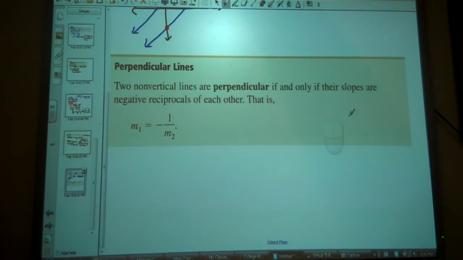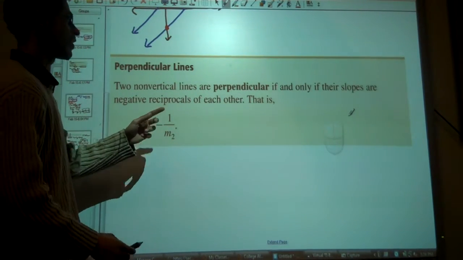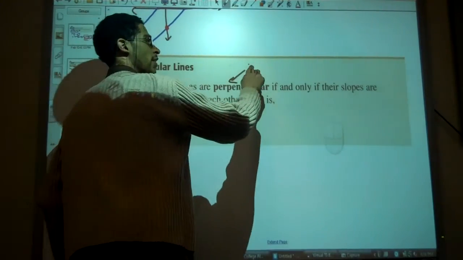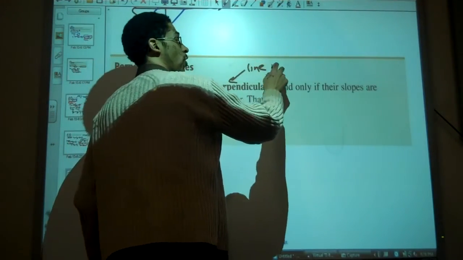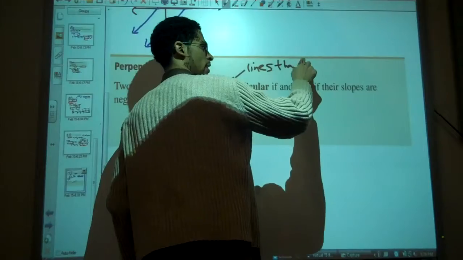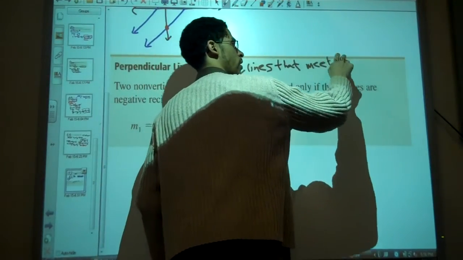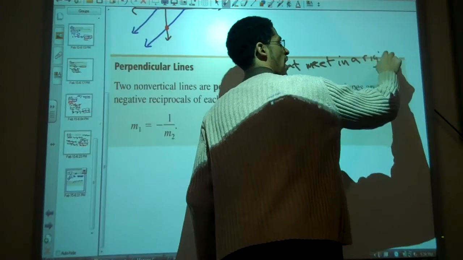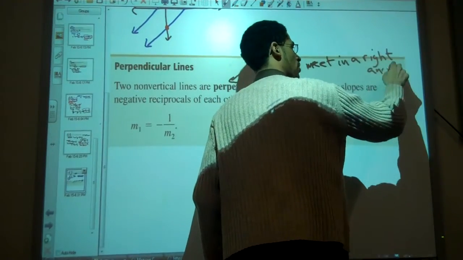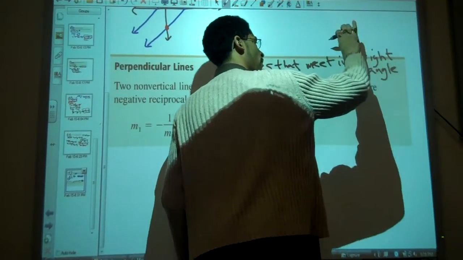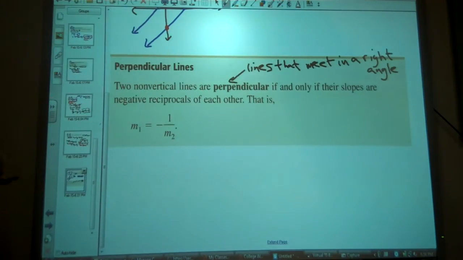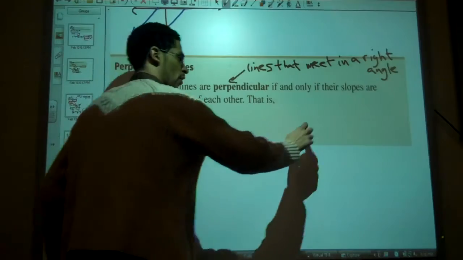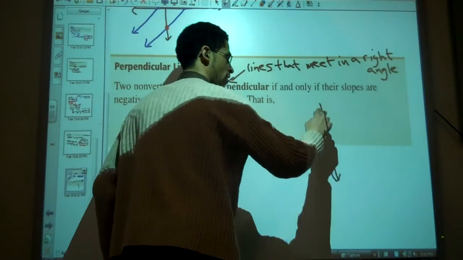Perpendicular lines are lines that meet in a right angle. Remember, a right angle from geometry is the angle that's 90 degrees. Sometimes they put a box in the drawing to show that it's a right angle. And so, here's an example of that.